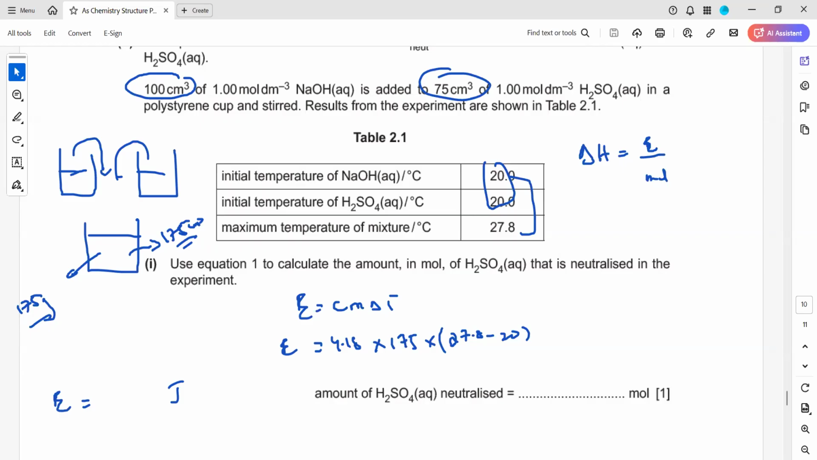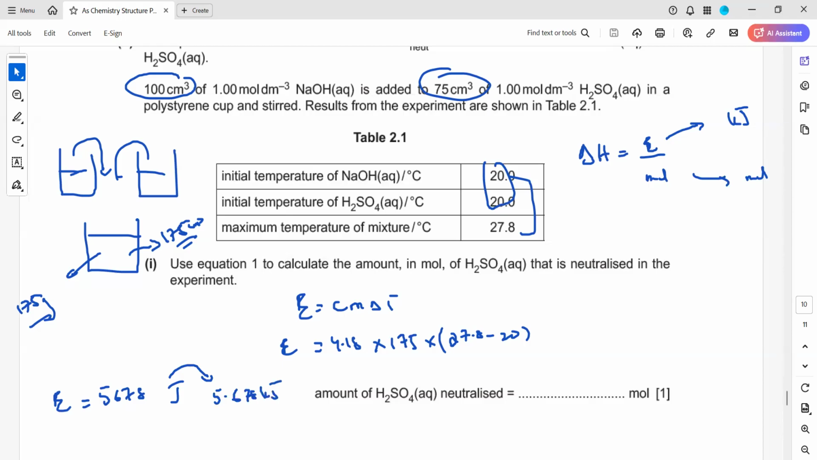So when you multiply this, it comes out to be 5,678 joules. But we need the enthalpy change. You can convert this into kilojoules, because usually the SI unit of enthalpy change is kilojoule per mole. That's the standard unit. So if it is in joules, you can convert into kilojoules. You divide by 1000, so it will become 5.678 kilojoules.